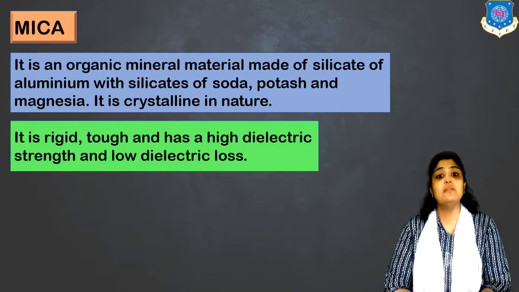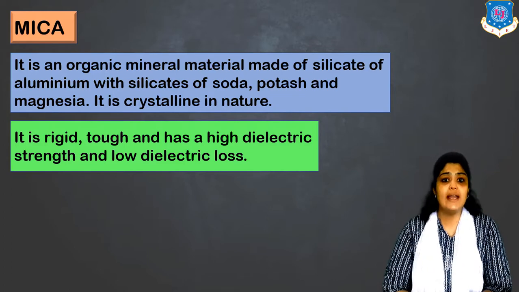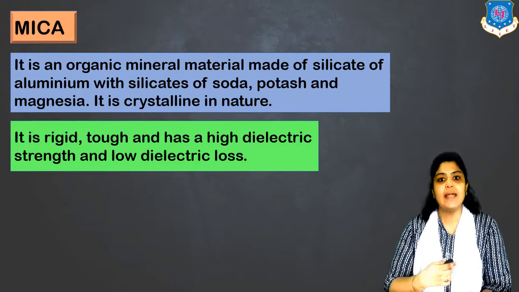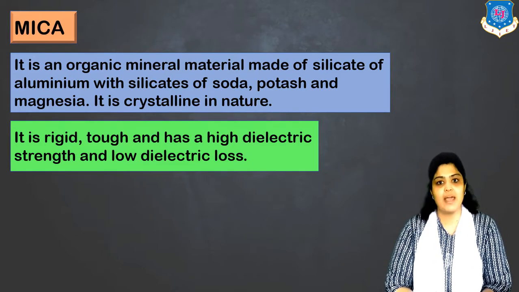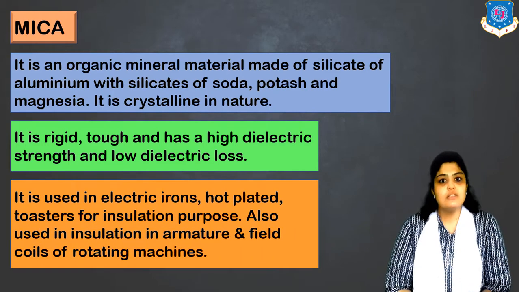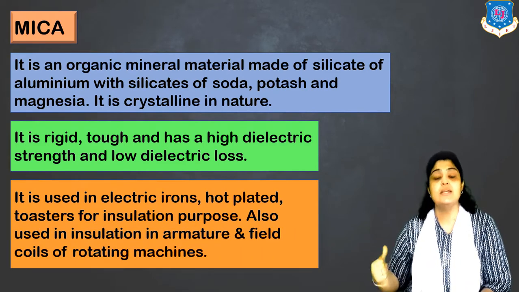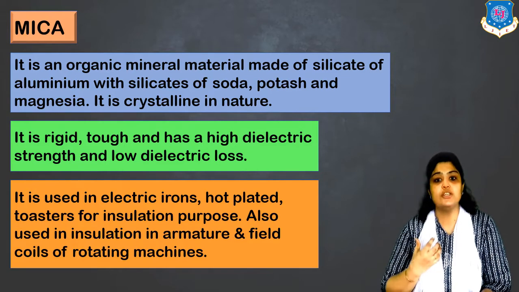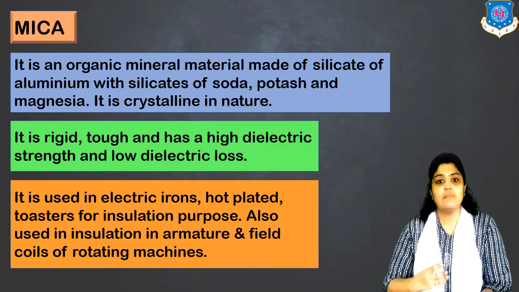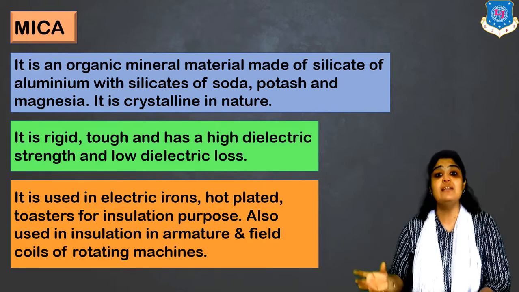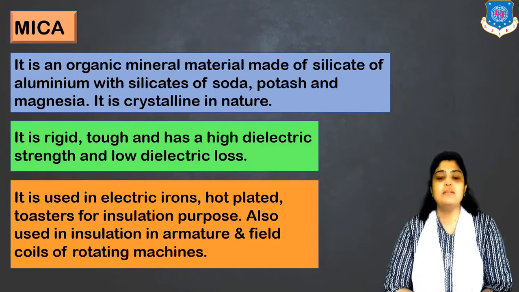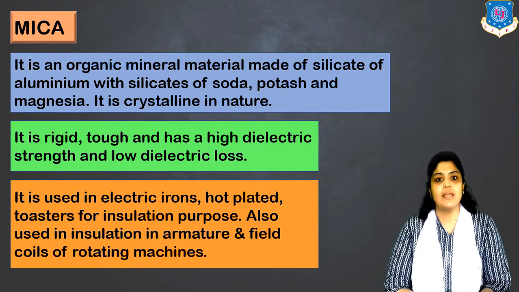High dielectric strength means it can withstand a very strong electric field. And low dielectric loss means the opposition to the applied electric field is not very high. So heat loss is comparatively less in case of mica. What are the uses of mica? It is used in electric irons, it is used in hot plates for insulation purpose. It is also used in armature and field coils of rotating machines so that it prevents shock hazards. Because it's an insulator, it will prevent the shock. That is the reason mica is used in such applications.